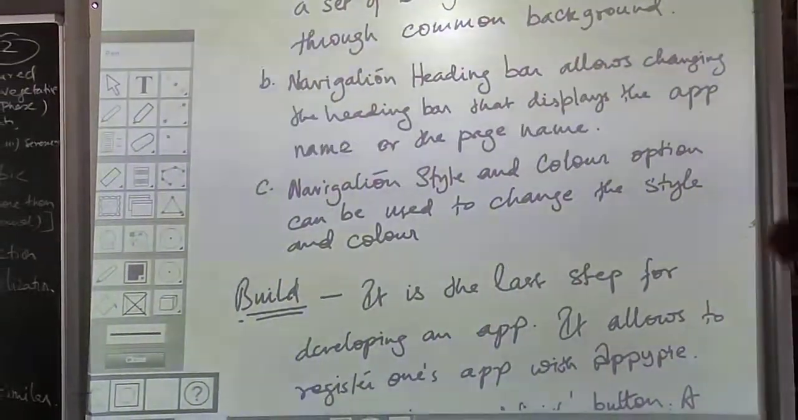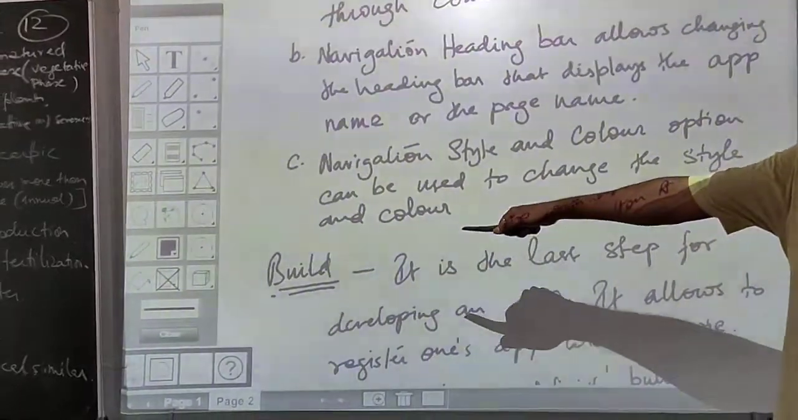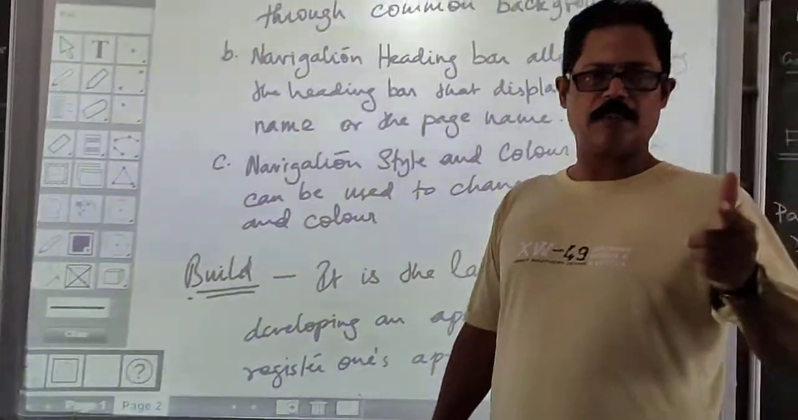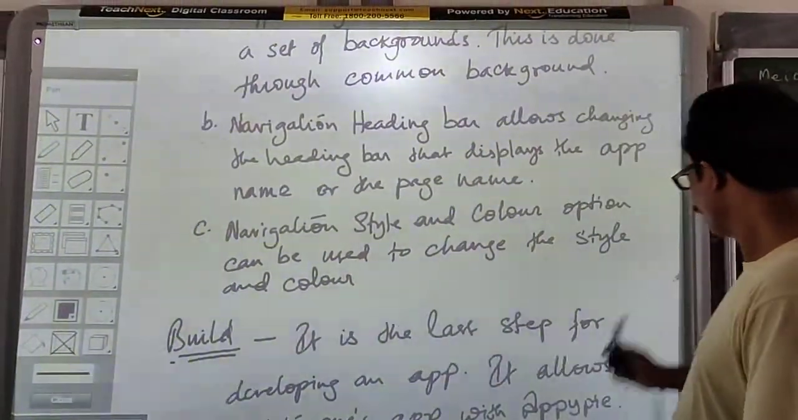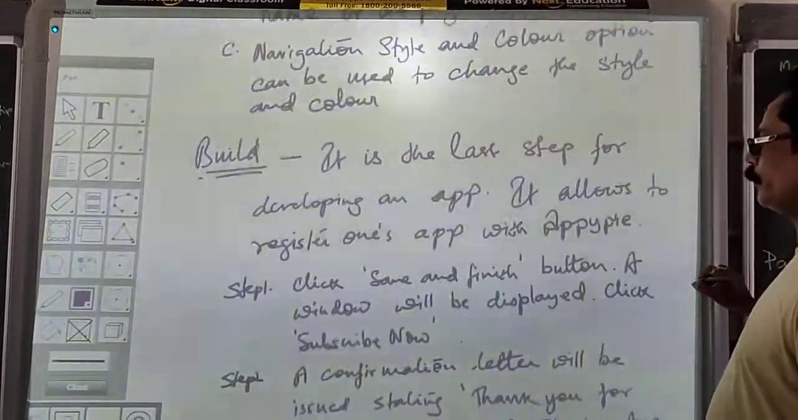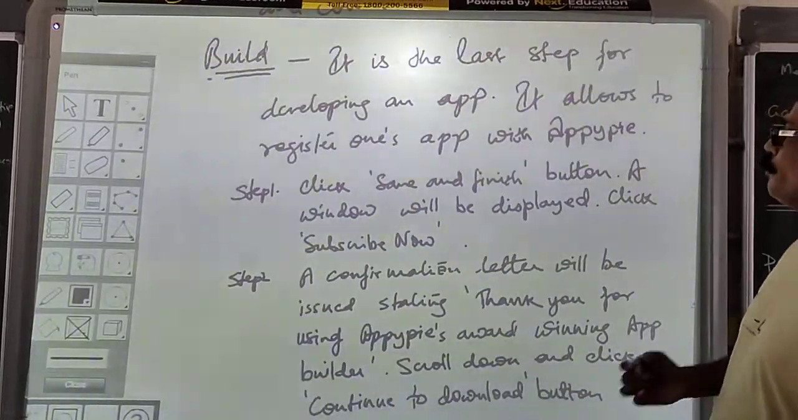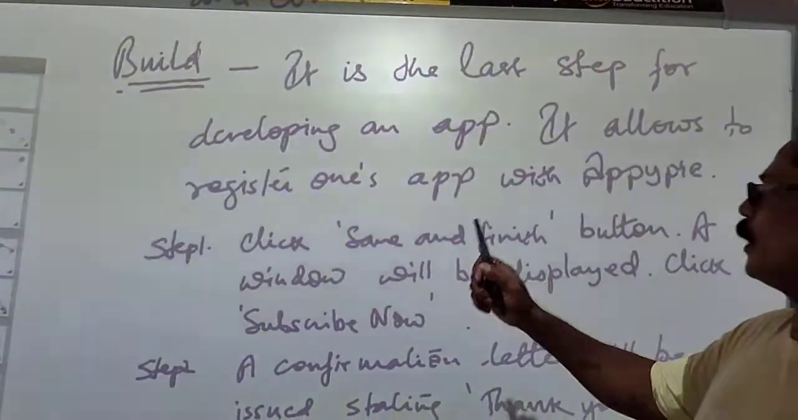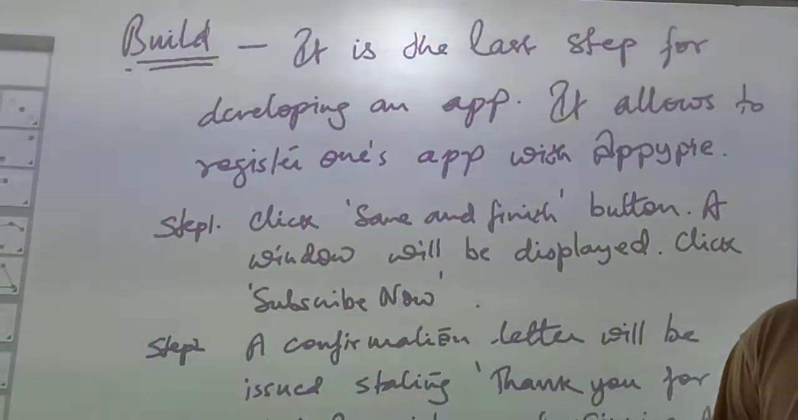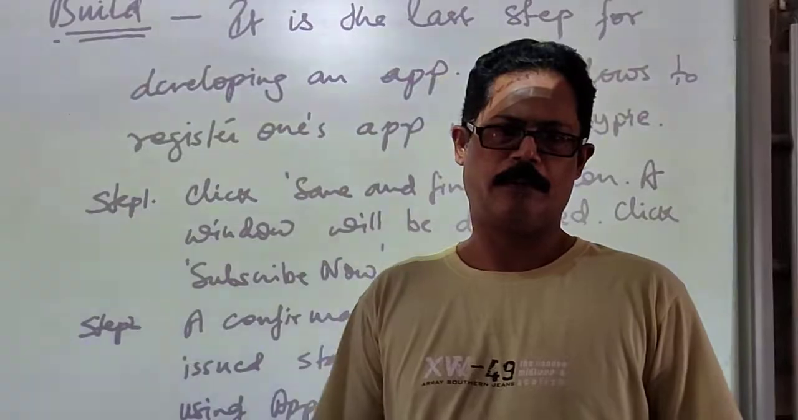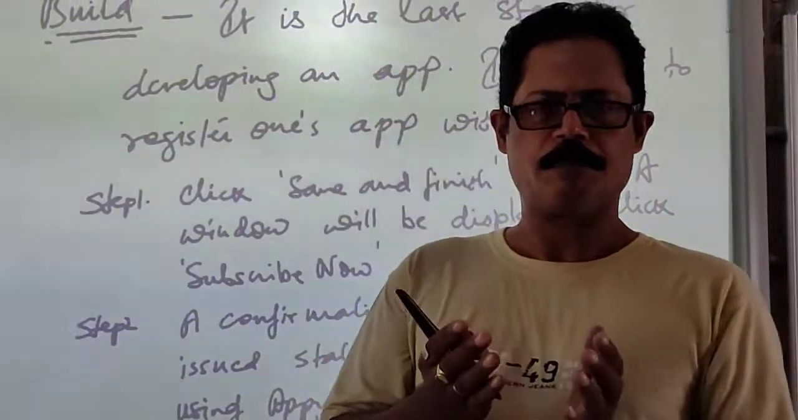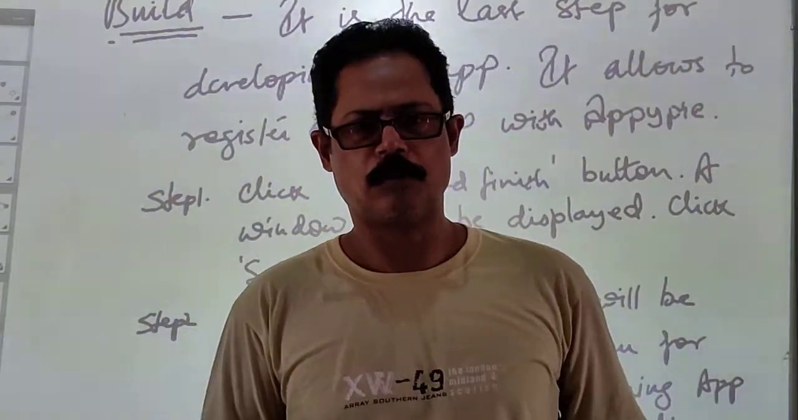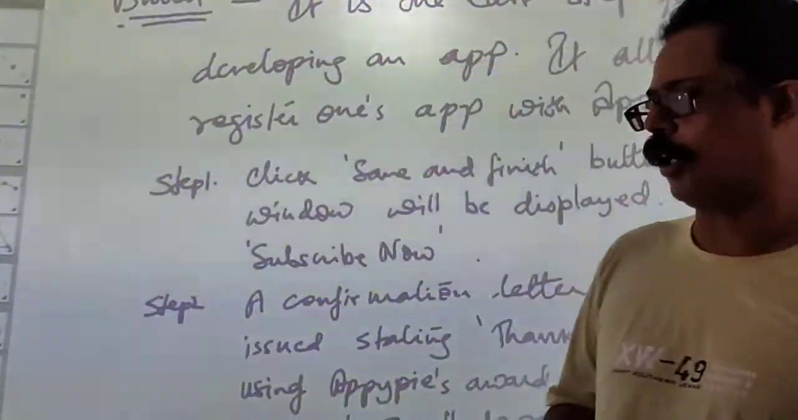Then we have the third one. The third one is your build. So we have done selection, we have done design, and the third one is your build. It is the last step for developing an app. Remember, it allows us to register one's app with Appy. So you have to register with Appy. Once you have developed the app, you have to register with it, through the website name, appypie.com.